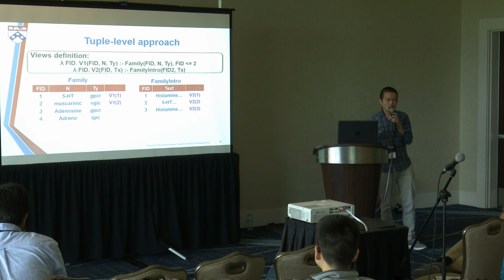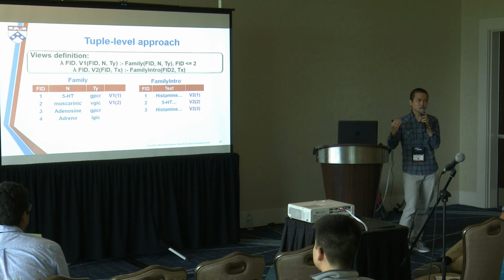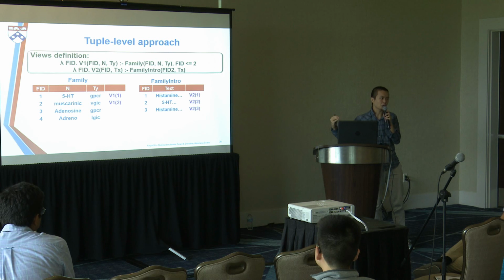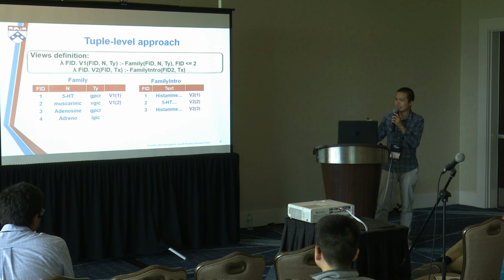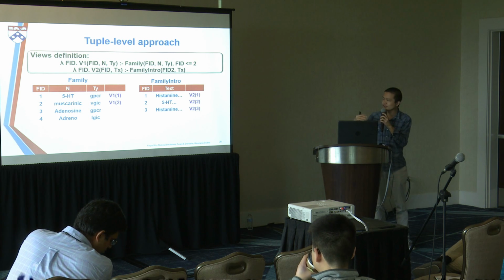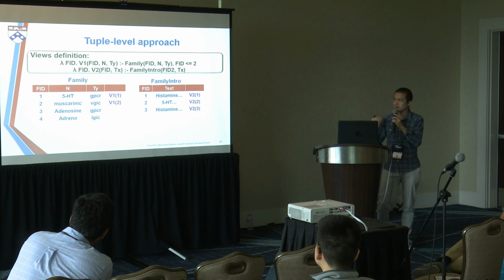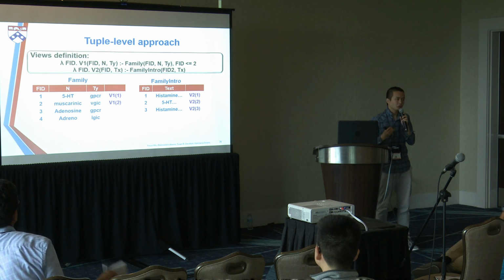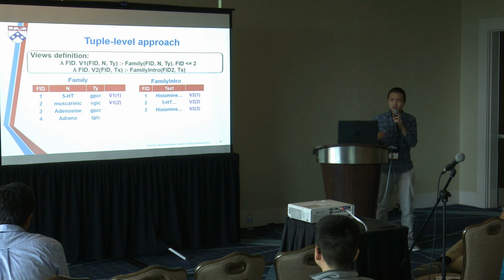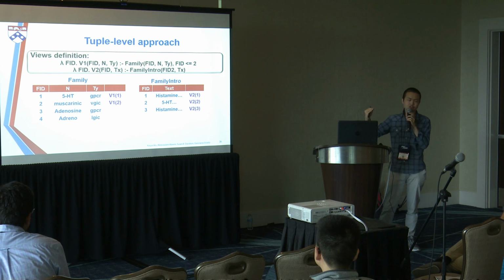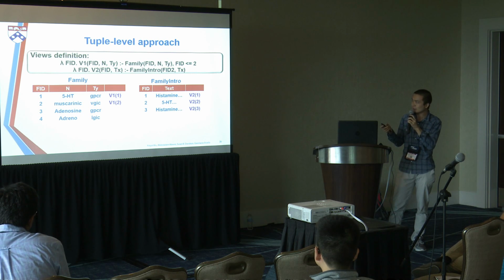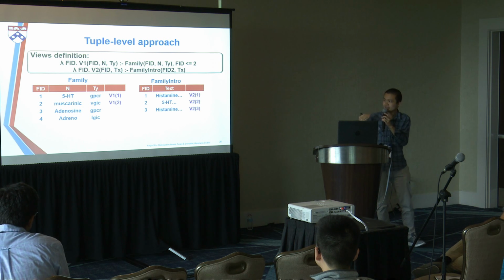In the tuple level approach, the first step is to annotate the base relation tuples by using the view definitions. Suppose here we have two views defined over the family and family intro relations respectively. Both of the two views are parameterized by the family ID. So during the annotation step, we will instantiate those two views by using the FID values from those annotated tuples. More importantly, we want to capture the visibility of the view tuples early in the query result. So we will take care of the predicates in those view definitions during the annotation step. For example, the view V1 has a predicate FID is smaller than or equal to 2. So in this case, we will only annotate the first two tuples in the family relation with the view V1.